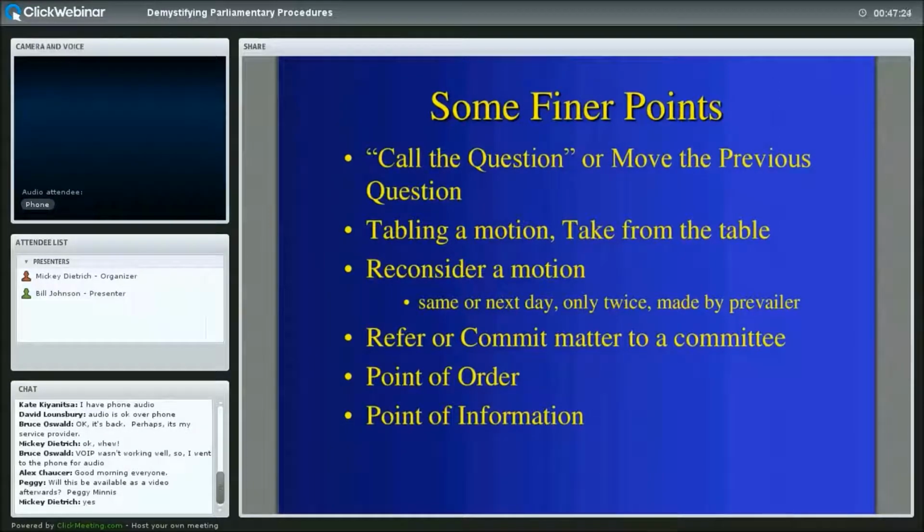If it looks like it needs more time, that's the way to do it, is to table it. It doesn't mean you're voting it down. It means you're deferring the vote. That's all.